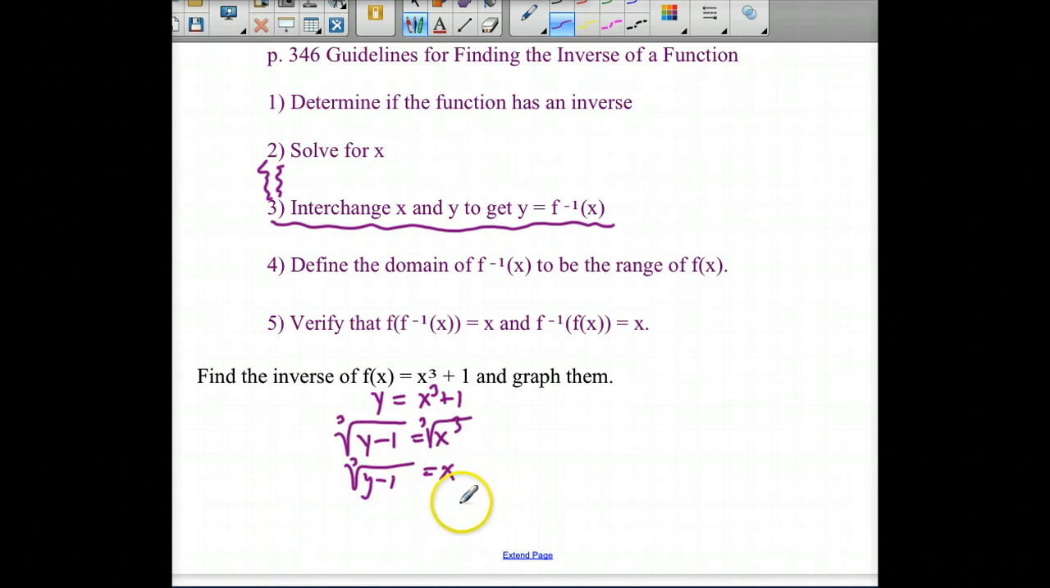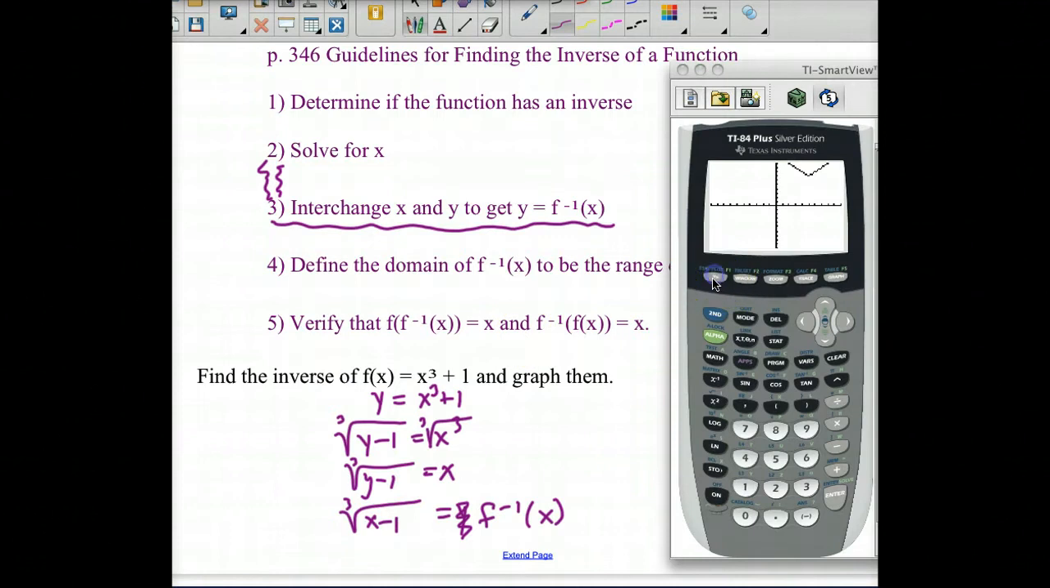Then switch your variables. And then just rewrite this as the inverse notation. So the inverse would be the cubed root of x minus 1. Okay? And then we would graph it.